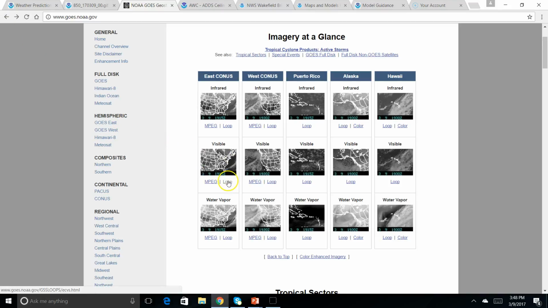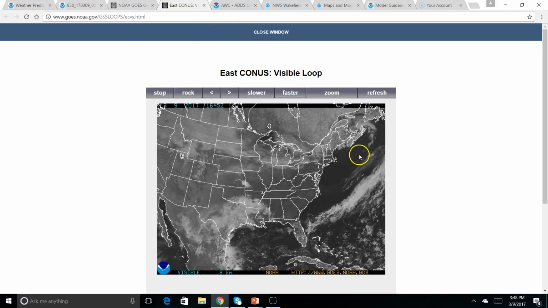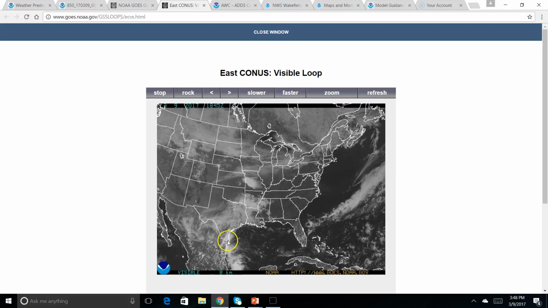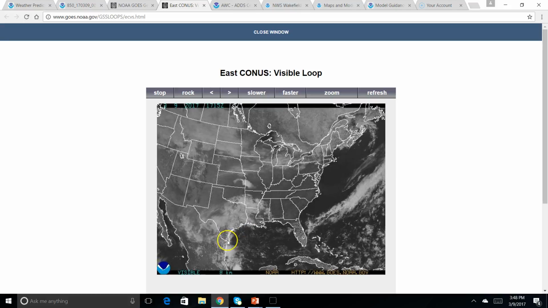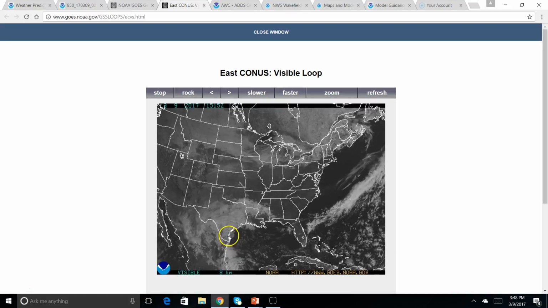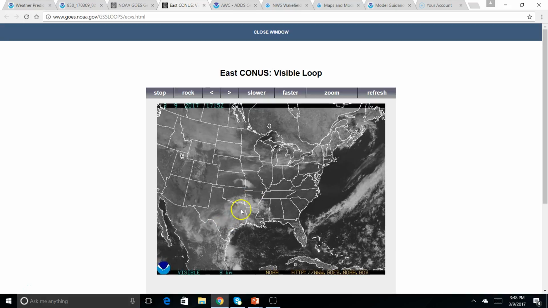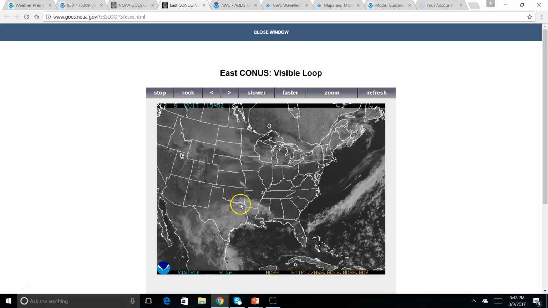Let's go back to the next one, and let's go down to the visible satellite. And let's run a loop of that one a minute. Let's see if we can see some things here. All right, visible showing nice low clouds. We were looking at the moisture coming in the southern part of Texas. Well, here it is. It's coming in, but it's being pulled, at least at a lower level. These look like pretty low clouds down in here.